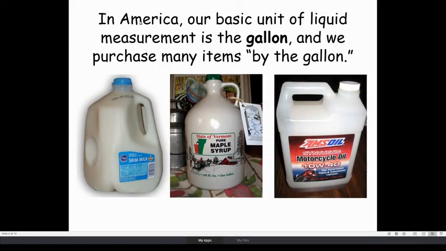So in America, our basic unit of liquid measurement is the gallon. And we purchase many items by the gallon. Right here, this is probably the one you're going to be really familiar with, or at least have seen, a gallon of milk. I've never actually bought maple syrup by the gallon. I guess it looks like you can in the state of Vermont. And then oil can come in gallons as well.